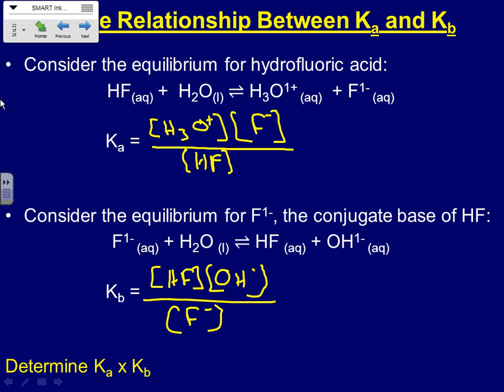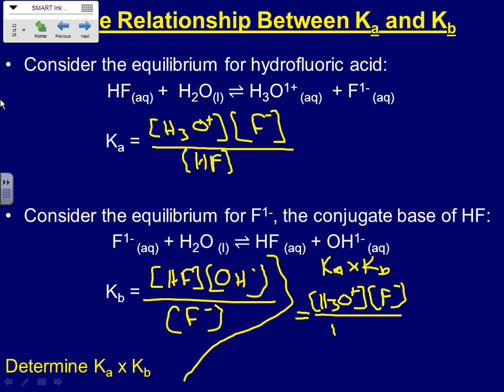Now I'm wondering if I can do this right on the side of this slide. I don't know if I have enough room, but I think I do. If I were to do Ka of the acid times Kb of its own conjugate base, I would get a relationship that looks like this. H3O plus, I'm just rewriting, F minus over HF, and then I'm going to have HF, OH minus over, I'm on the bottom one here, F minus. What can I do with that expression?